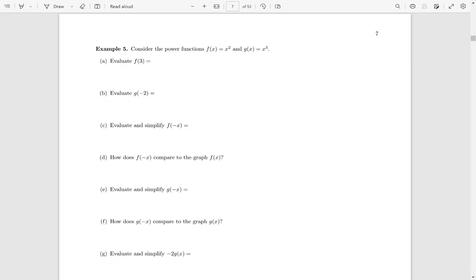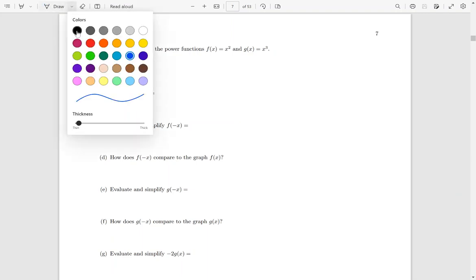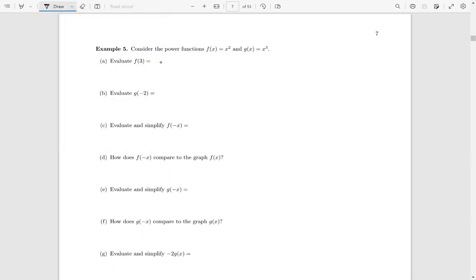So for this example, we're going to be evaluating functions. For the first question here, we want to evaluate f of 3, which means you're going to go to the f function and then substitute in the number 3. Now, when you substitute in a number for a letter, use parentheses around the number. At first it may not seem like that big of a deal, but later on it becomes a huge deal, especially if you're subbing in a negative value.